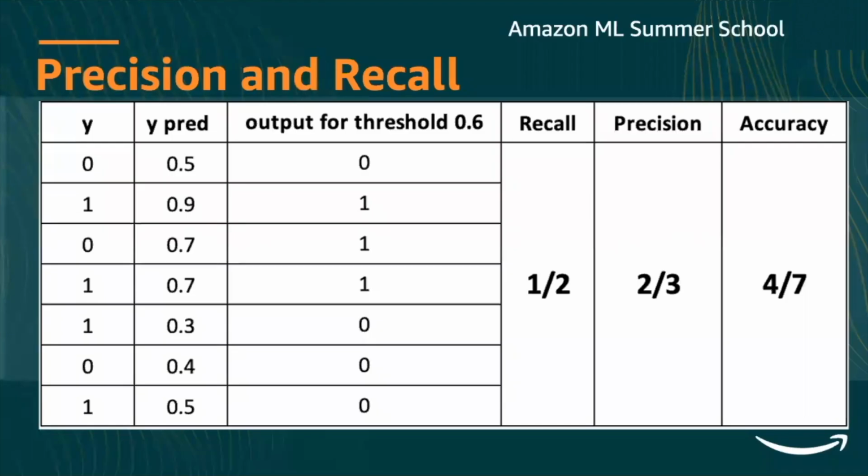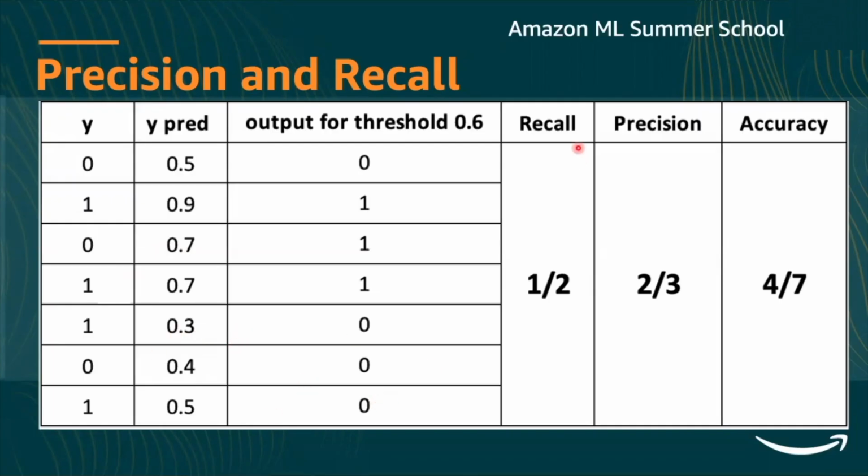Okay, now let's take an example to understand more. Let the true labels for a given 7 samples be this: 0, 1, 0, 1, and so on. You have the predicted scores, which are probabilistic, for a given classifier: 0.5, 0.9, 0.7, 0.7, and so on. Then what do you do? As I said, you select a threshold and you say above this threshold, the predicted label is 1. Below this threshold, the predicted label is 0. Let's select the threshold of 0.6. So for this sample, the predicted label would be 0. For these, the predicted labels would be 1, 1, 1, 0, 0, 0.